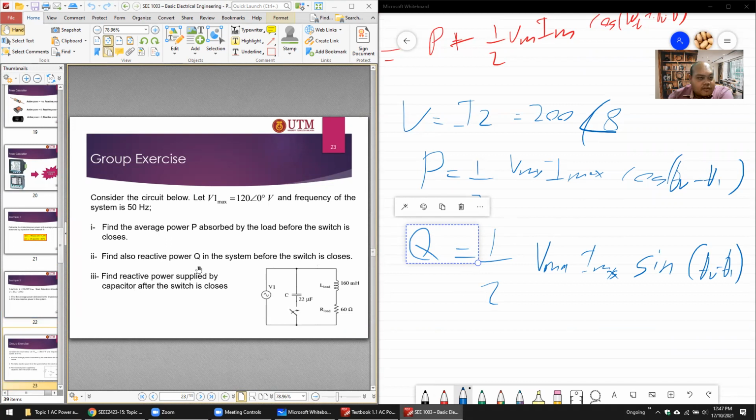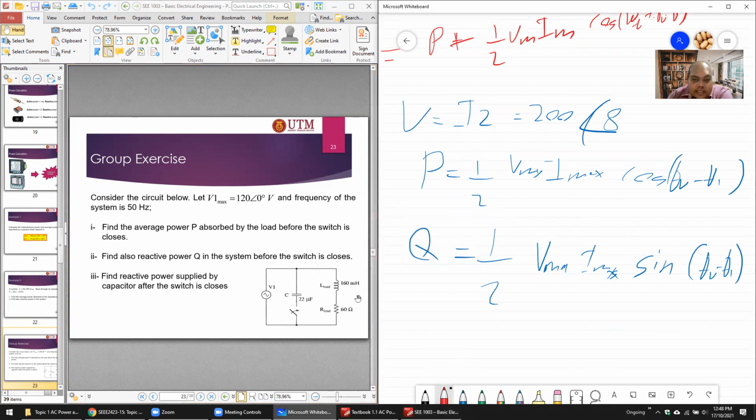This one you can also test. Consider the circuit below, V1. Where is V1? V1 is here, 120 angle 0, frequency 50 hertz. Find the average power absorbed by the load before the switch is closed. Before means that C is not considered. You only show the inductor and capacitor, and you can see here this is in the time domain. So L is equal to 160 millihenry.